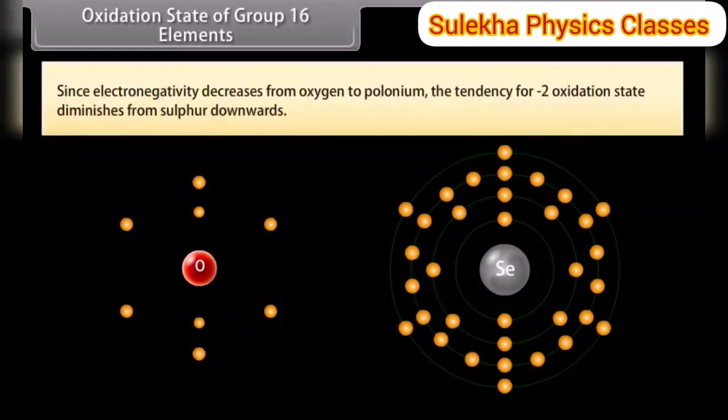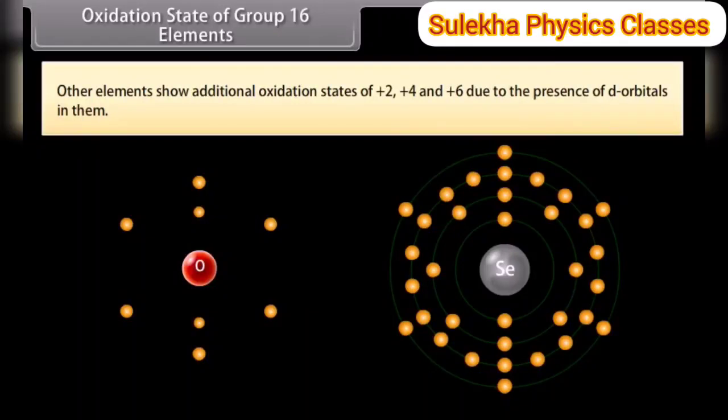Since electronegativity decreases from oxygen to polonium, the tendency for -2 oxidation state diminishes from sulfur downwards. Other elements show additional oxidation states of +2, +4 and +6 due to the presence of d orbitals in them.